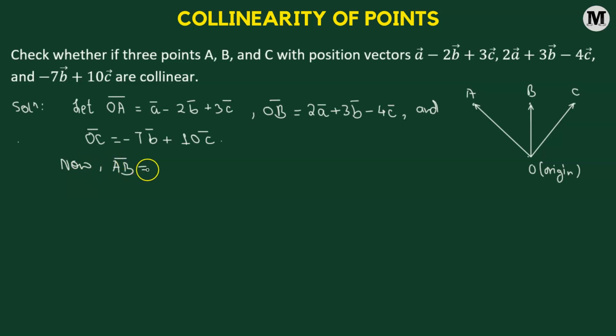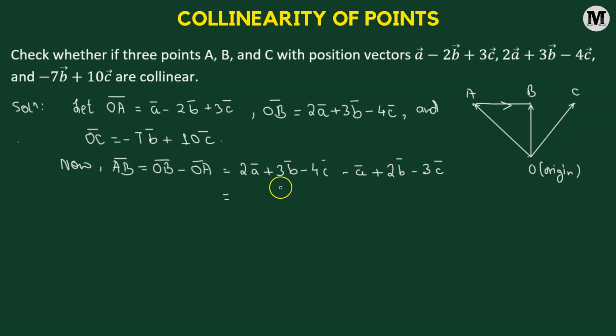To find out the vector AB, all we have to do is take the position vector of the endpoint, which is B. So we have OB vector, and from it subtract the position vector of the initial point, that means point A. Now, what is OB vector? We have already assumed that OB vector corresponds to 2A vector plus 3B vector minus 4C vector. And from here, we're subtracting OA vector. So that's negative A vector plus 2B vector minus 3C vector.